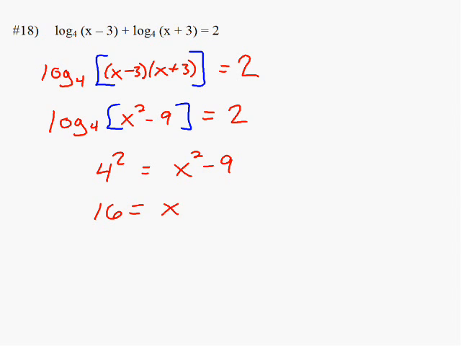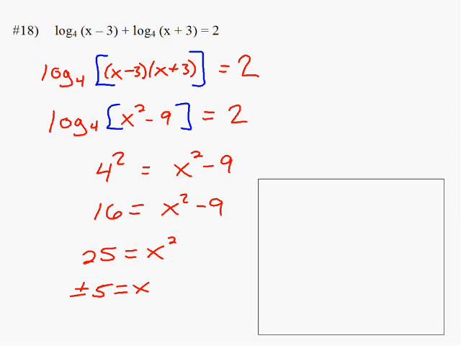4 squared is 16. If you add 9 to both sides, you get 25 as x squared. Square root both sides, you get plus or minus 5. Got to be careful with some of these answers. Your argument is not allowed to be negative. So let's check. If we were to put a 5 into the arguments, we would get positive answers for sure. If you put a negative 5 in, let's see what would happen.